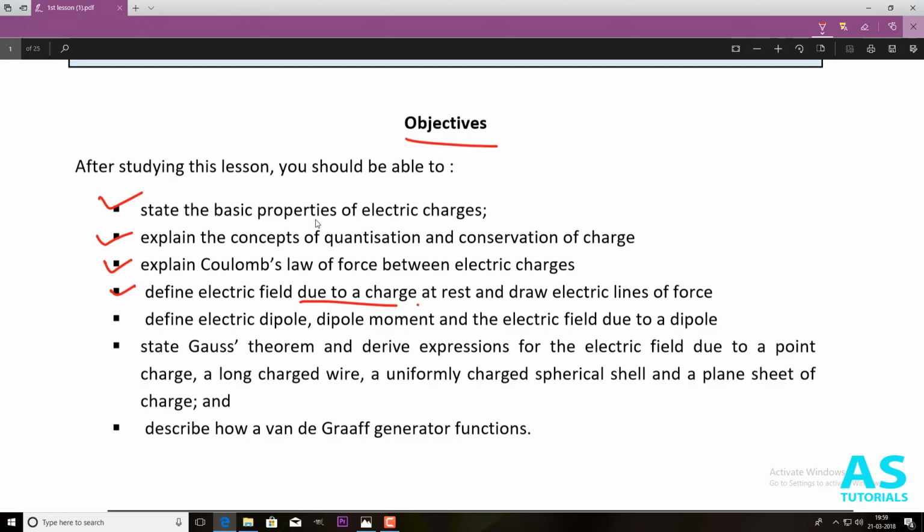field lines. And you should also be able to define electric dipole moment, and electric field due to a dipole. You also should be able to state Gauss theorem and derive expressions for the electric field due to a point charge, a long charged wire, a uniformly charged spherical shell, and a plane sheet of charge. And also, you should be able to describe how a Van de Graaff generator functions.